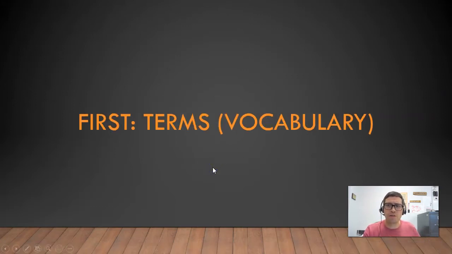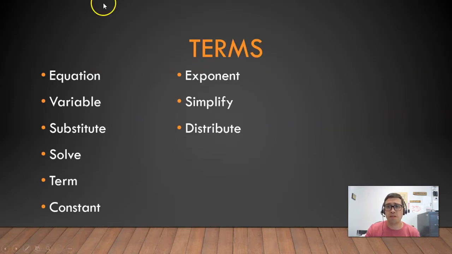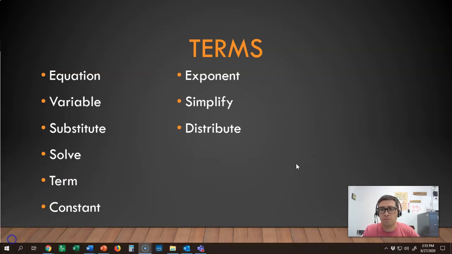All right, so first of all, the first thing that we need to talk about in terms of algebra review is just some terms, just to get down some vocabulary so that we understand what we're talking about. These are the terms that I'm going to talk about here. The words equation, variable, substitute, solve, term, constant, exponent, simplify, and distribute. All of those terms I'm going to talk about in just the next few minutes.